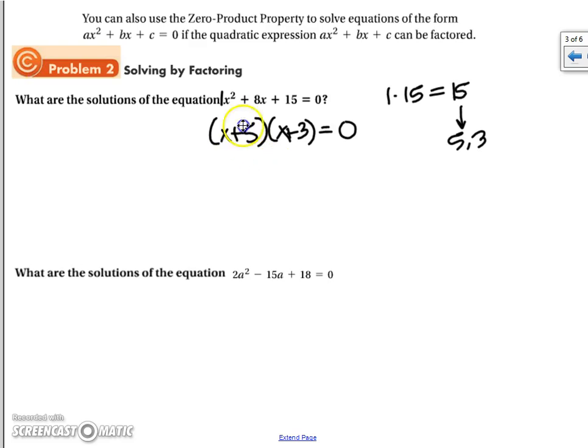Now this mirrors what we had on the first page we just did. So go ahead and set both of your factors equal to 0 now, and solve for x.